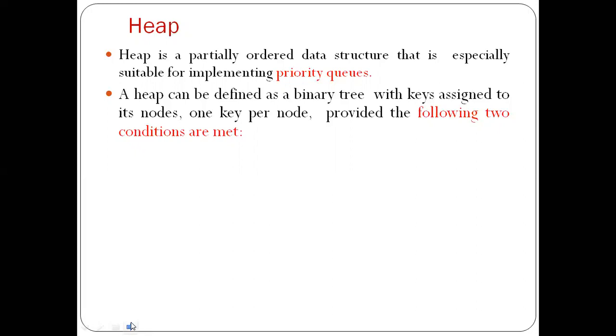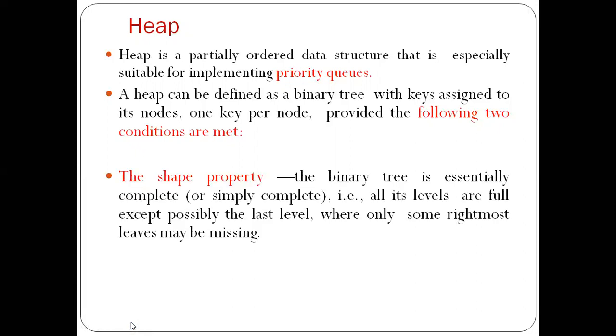What are the conditions? The first condition is that it should satisfy the shape property. So what is the shape property? The binary tree you have should be a complete binary tree. We have studied in our data structure class what a complete binary tree means. All its levels are full except possibly the last level, where only some rightmost leaves may be missing. Binary tree means each parent node will have a maximum of 2 children.